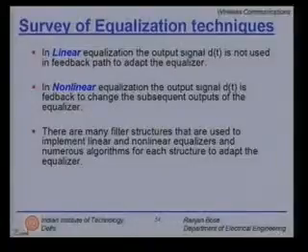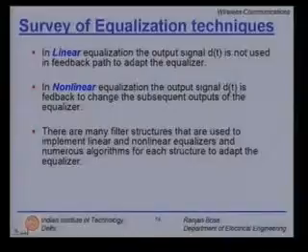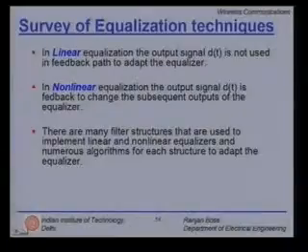Now, there are many filter structures that are used to implement linear as well as nonlinear equalizers, and decoupled from that, there are numerous algorithms for each structure to adapt the equalizer weights. So, there are two components to an equalizer design: the structure and the algorithms to update the weights, and there is no link between the two. You can choose one structure and use another algorithm to update the weights.